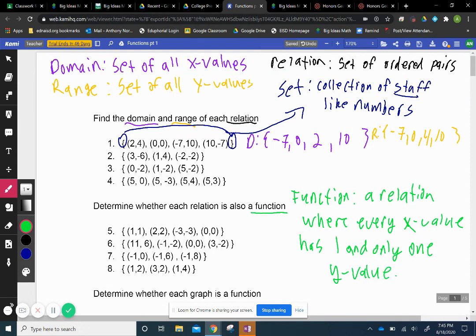So that means, hypothetically, if our domain looked like this, -1, -2, -3, and our range was, oh, sorry, we need a relation, not just a set of points. So here on number 4, we have a relation.